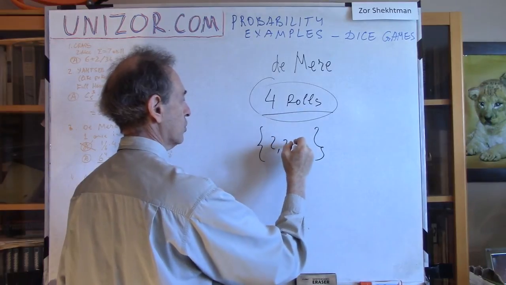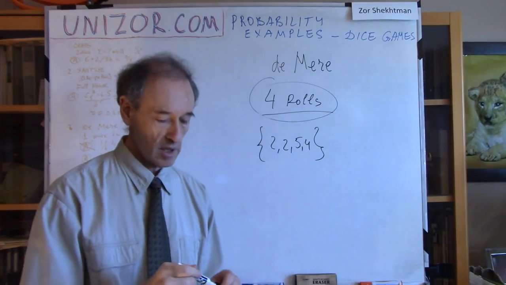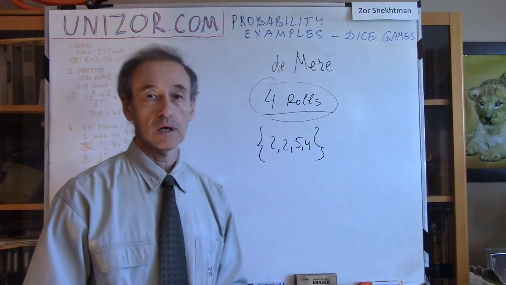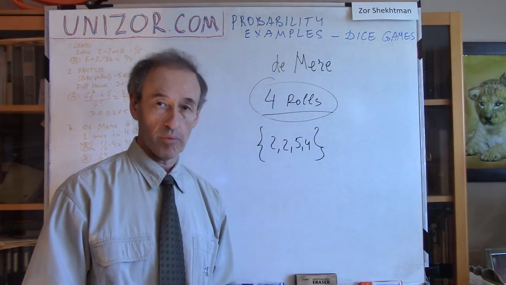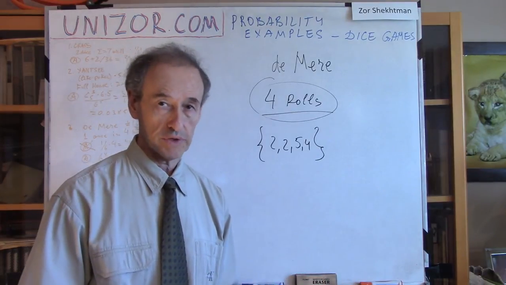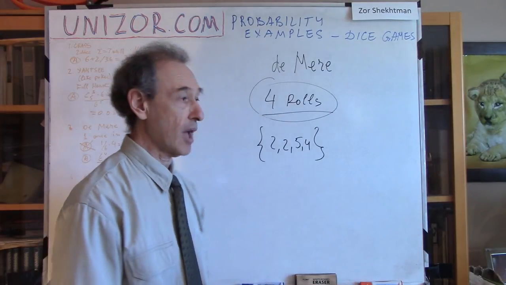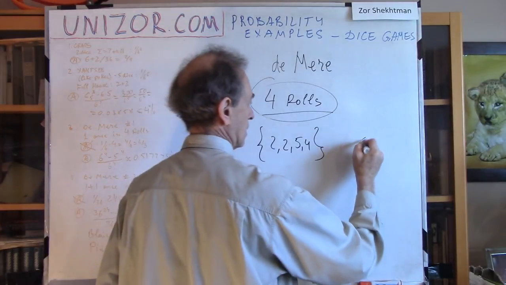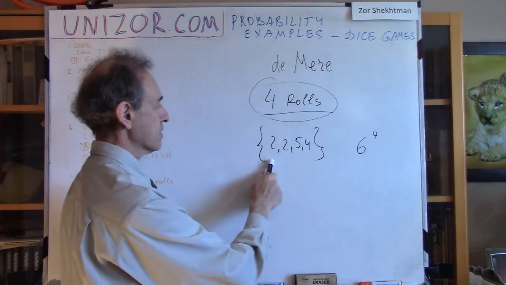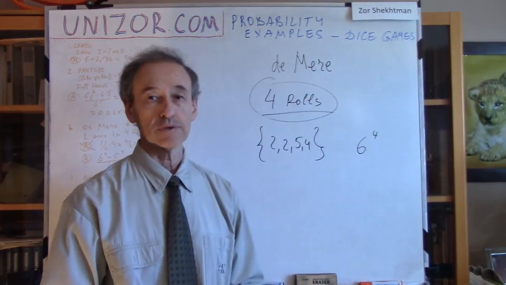Let's say 2, 2, 5, and 4. I mean, this is a quartet of numbers, as well as any other quartet. So all these sets of four numbers are the results of rolling the dice 4 times. Now, obviously they are all equally probable. The number of them is 6^4, right? 6 choices for this, for this, for this, and for this, so I have to multiply them. So that's the number of elementary events.